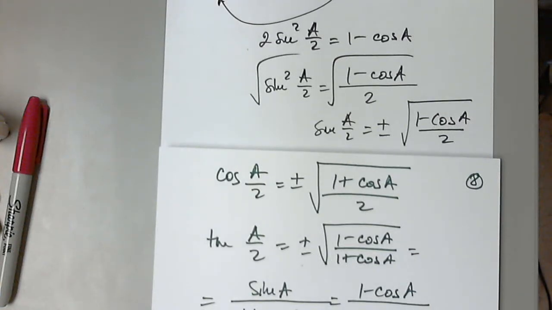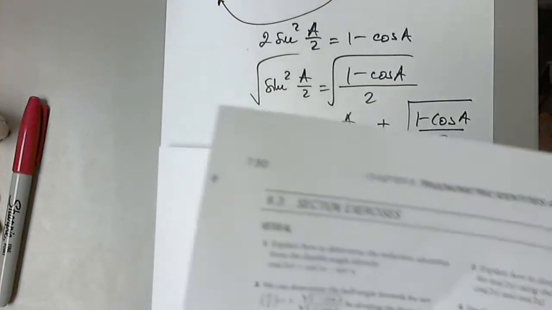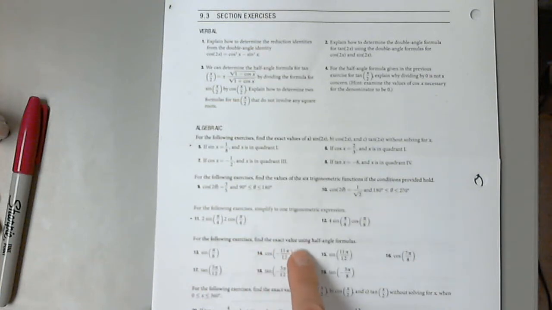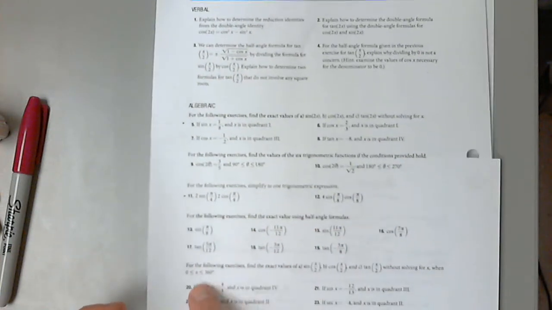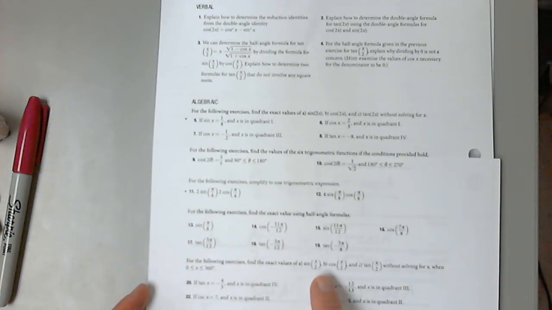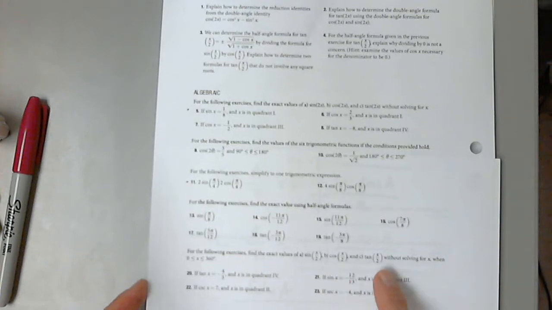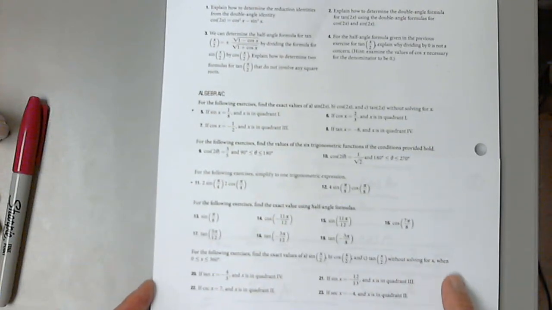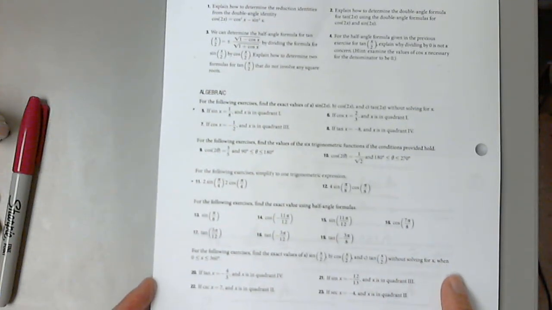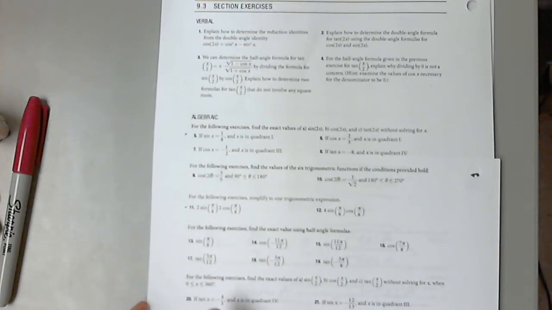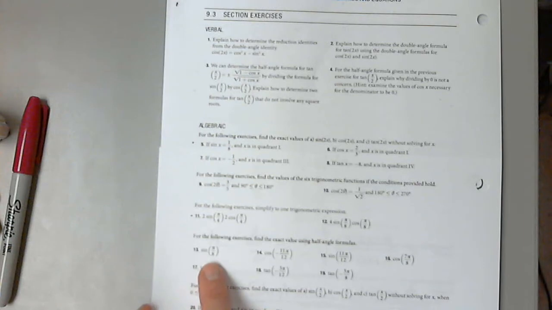So let's practice a little bit with the half angles. For the following exercises, find the exact value using half angle formulas. And then for the following exercises, find the exact values of sine x over 2, cosine x over 2, tangent x over 2, without solving for x, like we did a few minutes ago with double angle. Okay, so let's do that too. So let's choose any angle. I don't know, can we do sine pi over 8?